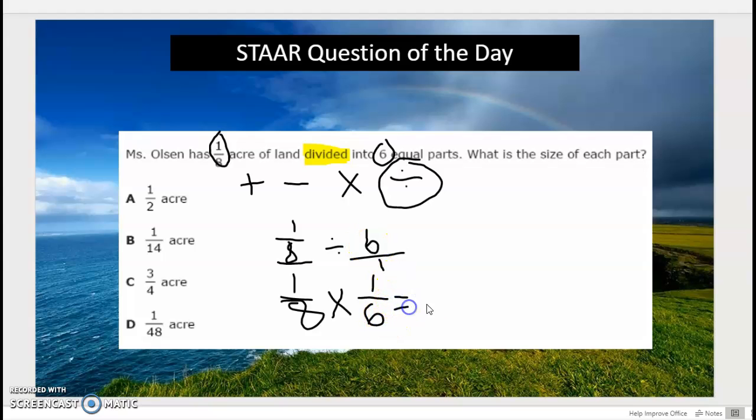Let's just multiply across. 1 times 1 is 1. 8 times 6 is 48. So our answer is D, 1/48 acre.